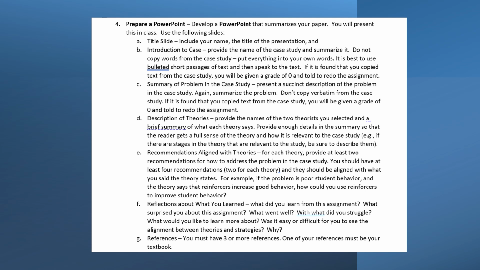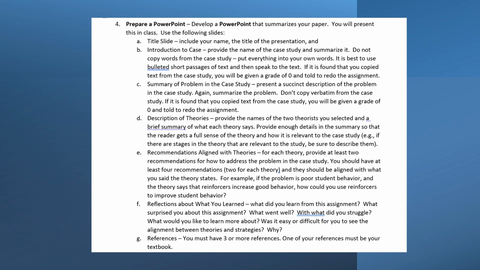You need to have a title slide with your name, the title of your presentation, and the title of the case study. You need to have an introduction to the case. This is where you summarize the case. And it shouldn't be an extremely detailed summary, but it should be enough of a summary to give the viewer an understanding of the case study in case they haven't read it.